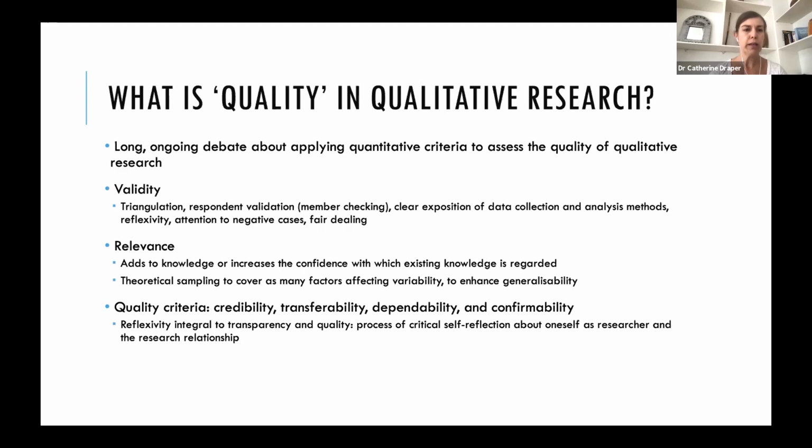So some of the early constructs that were mentioned in terms of quality were firstly validity, and some of the ways in which this is promoted in qualitative research is through triangulation, respondent validation, or member checking, a clear exposition of data collection and analysis methods, reflexivity, attention to negative cases, and fair dealing. Relevance is another criterion that came up early in the debate. And this is about how it adds to knowledge or increases the confidence with which existing knowledge is regarded, and also incorporating theoretical sampling so that as many factors affecting variability can be covered as possible in order to enhance generalizability.